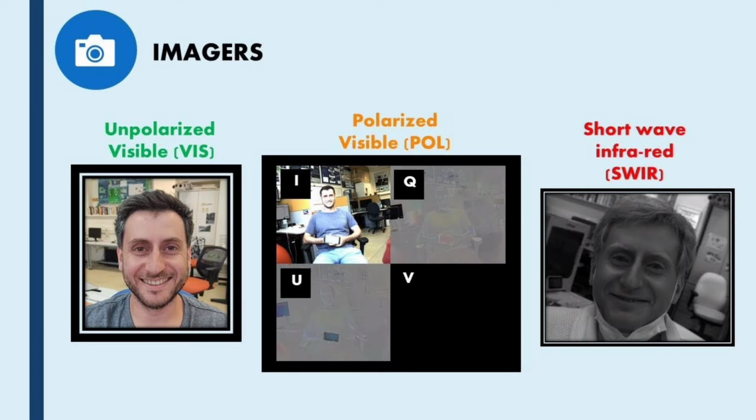Our model, Vadim, is demonstrating for you the features of each imager. On the left, you see Vadim in unpolarized visible color. On the right, you see Vadim in shortwave infrared. You can see his eyes are dark because of water absorption. This is actually the motivation in using SWIR.